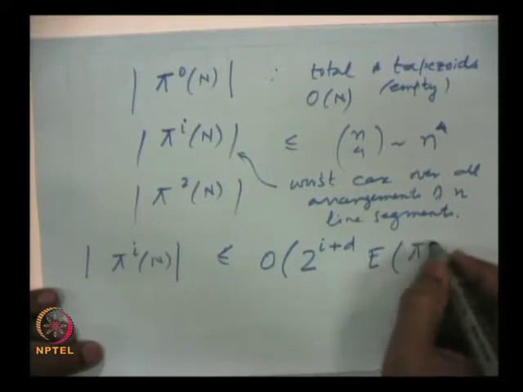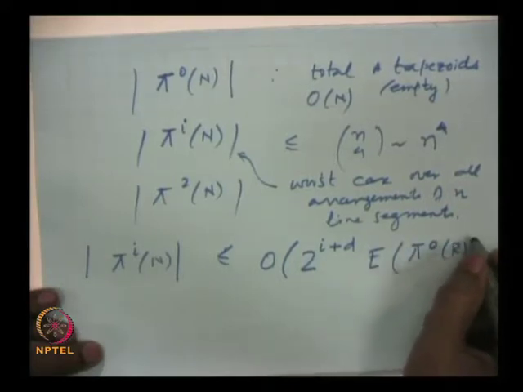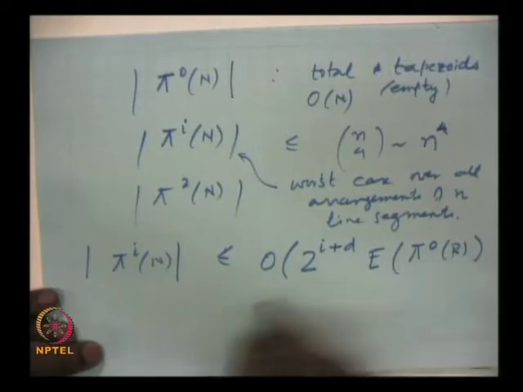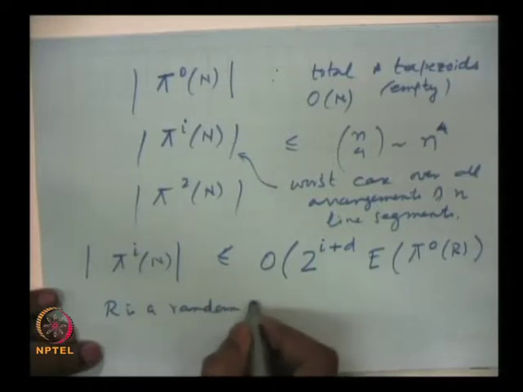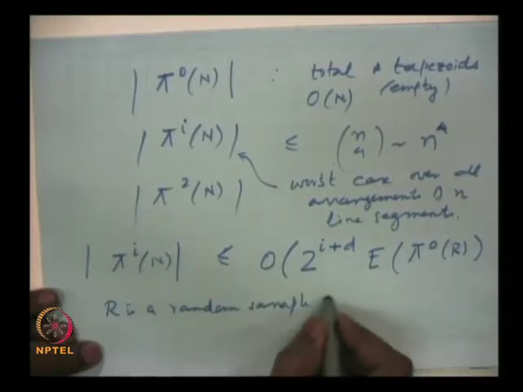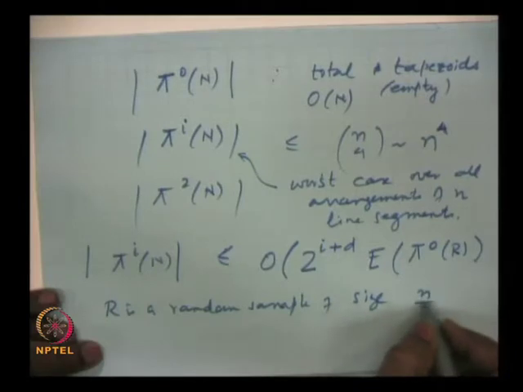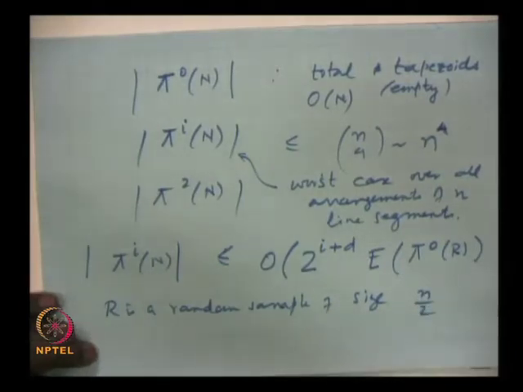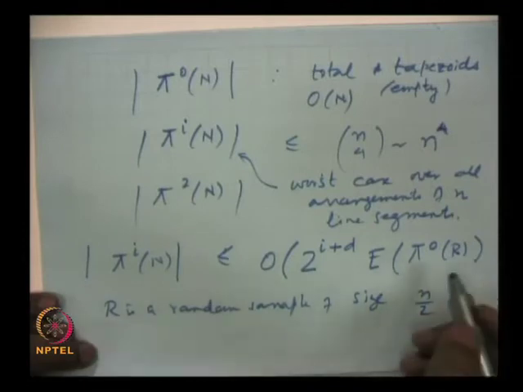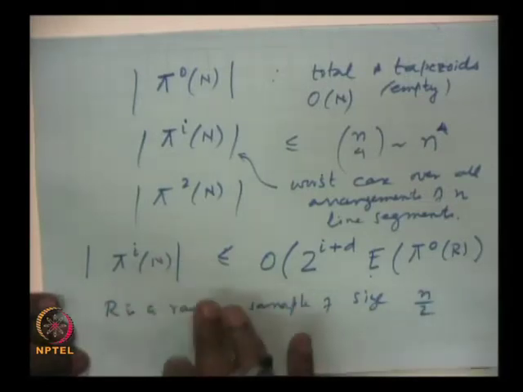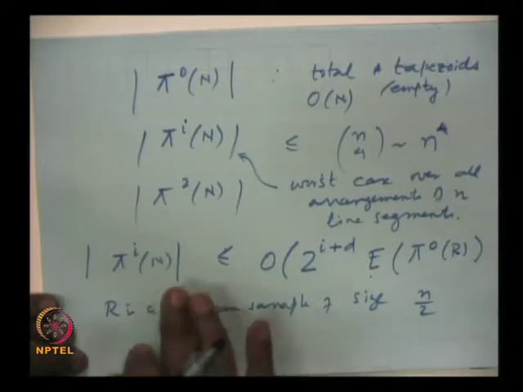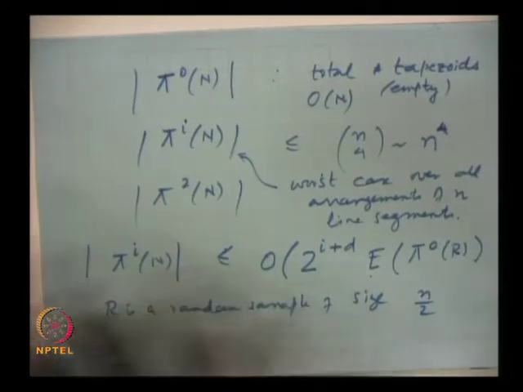times the expectation of pi 0 of r. Okay. r is a random sample of size n over 2. Okay. I've deliberately picked a random sample of size n over 2. Okay. So, this quantity is the expectation when we pick a random sample of size n over 2. Now this is a very general bound. This is not just limited to trapezoidal maps. Okay, this is for other kinds of problems also.